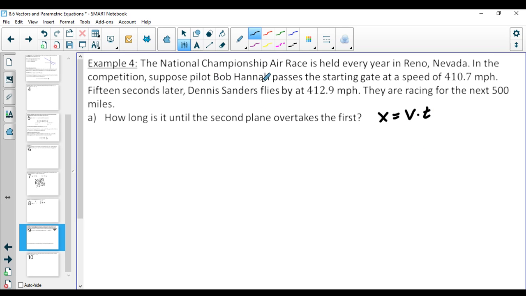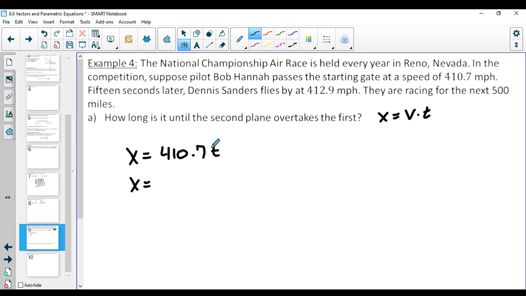So we have Bob Hanna passes the starting gate at 410.7 miles per hour. So we could say their parametric equation is their velocity, which is 410.7 miles per hour times t, time in hours, right? The t should match the miles per hour. And then we can get x equals, and now we have to do the other one.